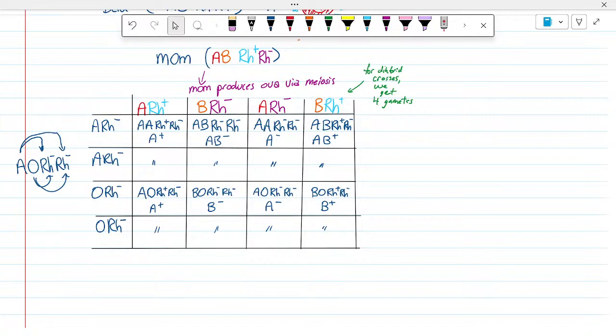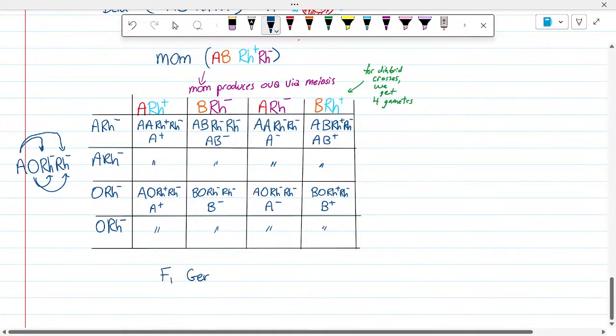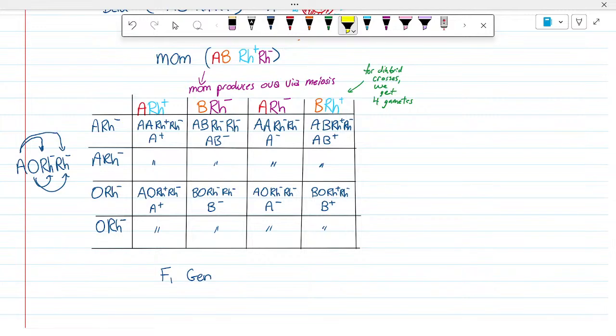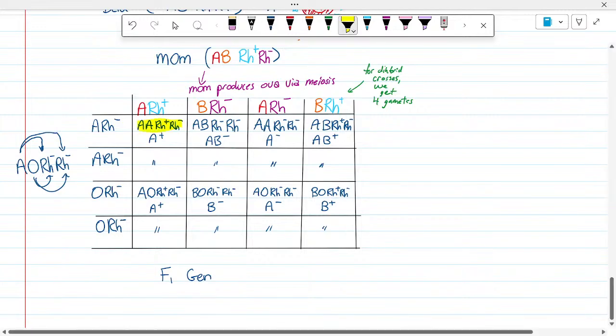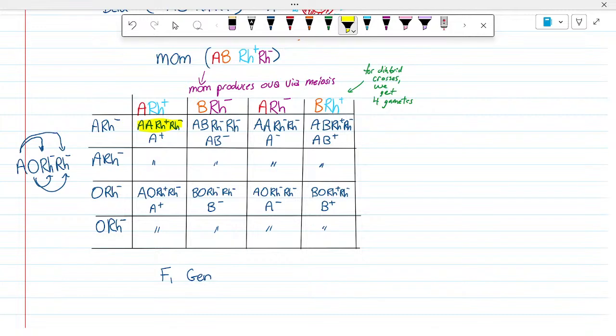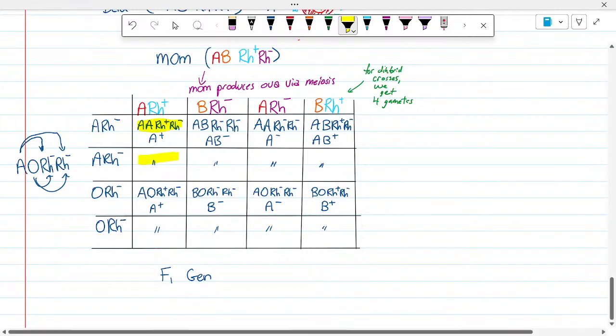Everyone knows that. So now, let's talk about the F1 generation. What are the genotypes we have here? Well, we have AA plus minus. And how many times does that occur? That's twice, right? There and there. So we get AA plus minus, and that is 2 out of, how big is this grid? 16, which is an eighth, which is 12.5%. Half of 25%, right? Cool.